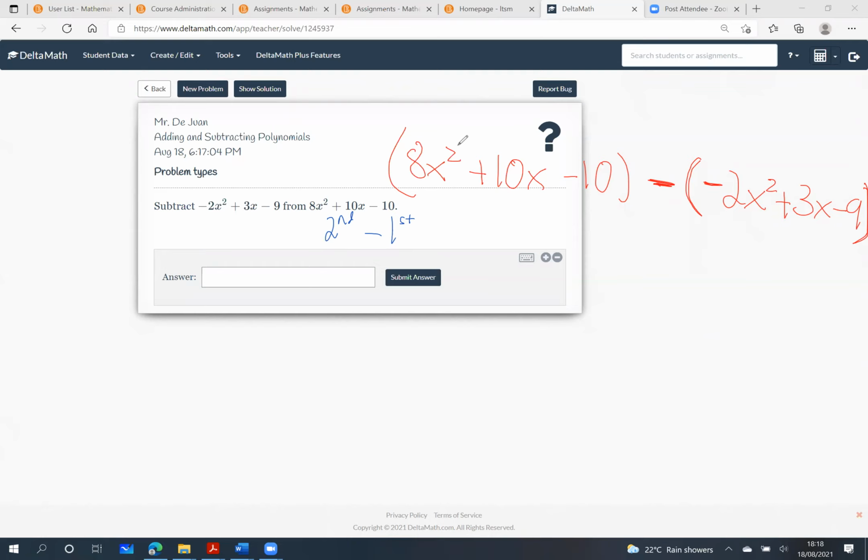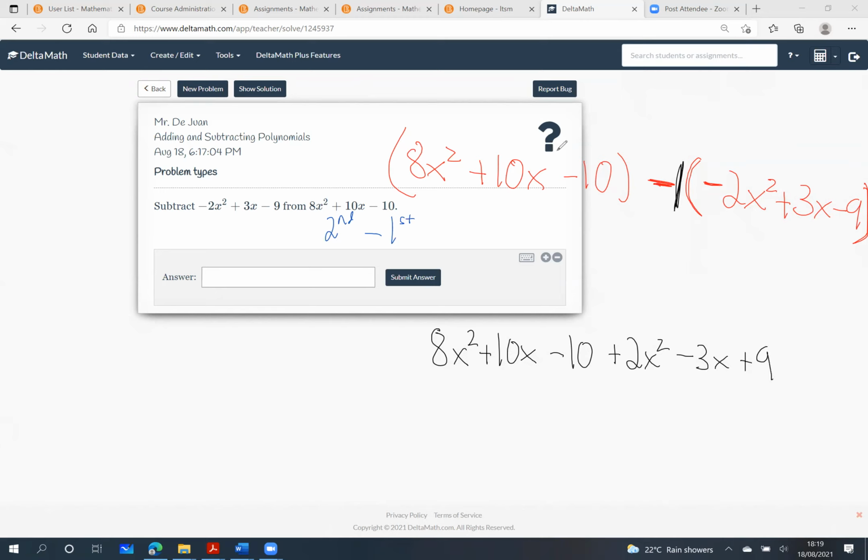So now let's look at it algebraically. What do we have? Remember the negative 1 right here, and we just changed the symbols. 8x squared plus 10x minus 10, then negative negative, positive 2x squared, negative positive, negative 3x, negative negative, plus 9.